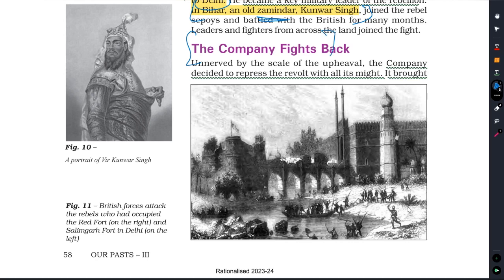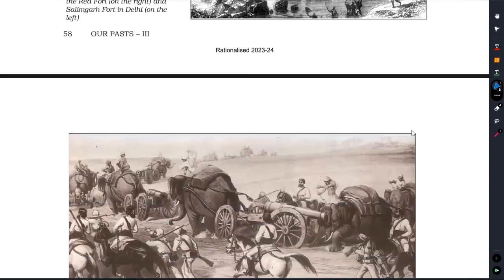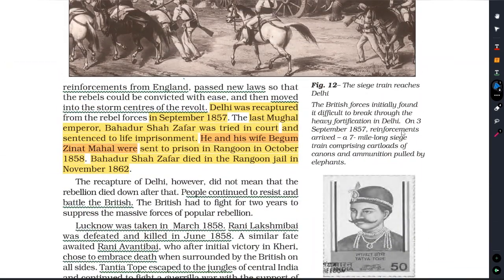Company fights back. See, the company decided to repress the revolt with all its might. It brought reinforcements from England. It passed new laws and moved into the storm centers of the revolt. Delhi was recaptured in September 1857. The last Mughal king, Bahadur Shah Zafar, was tried in court and sentenced to life imprisonment. He was sent to Rangoon. He and his wife Begum Zinat Mahal were sent to prison in Rangoon in October 1858, and Zafar died in Rangoon jail in November 1862.